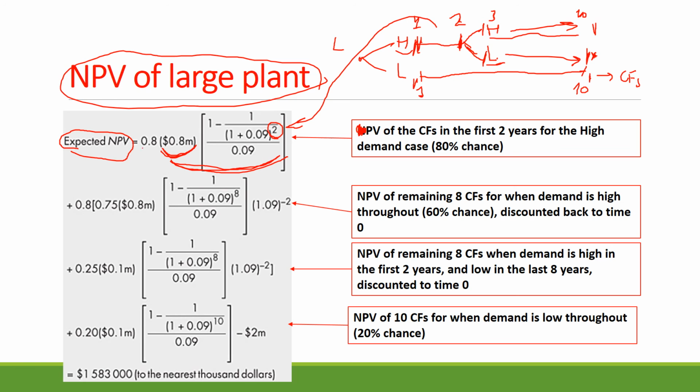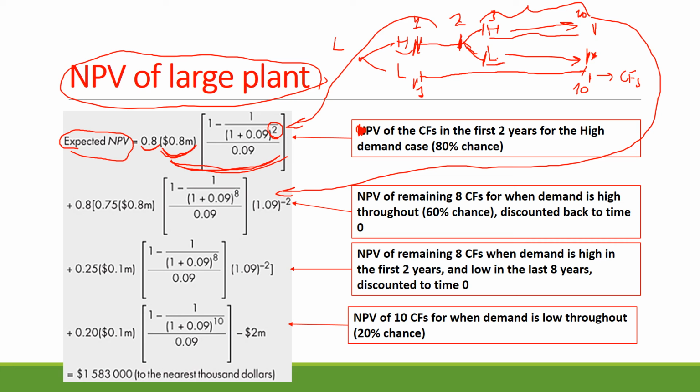We know from before that this probability is 80%. This is what we work out from the decision tree. We next look at this bit over here in our decision tree, right? And this is given by this bit over here. So this is a bit more complicated to do.